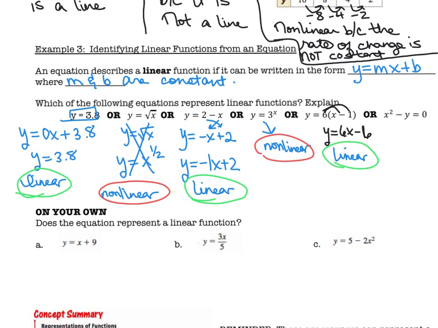And the last one, if we were to solve and get y alone, yes, you can subtract and divide by 1, but still y equals negative x squared. You have a power in there, and that's nonlinear. If you have it raised to a power, it is nonlinear.